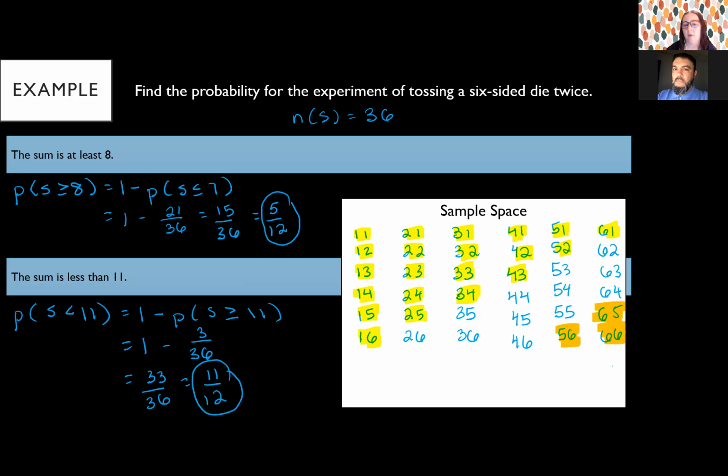And so the probability that the sum is less than 11 is 11 over 12, or 1 minus the probability that it's greater than or equal to 11. Any questions?